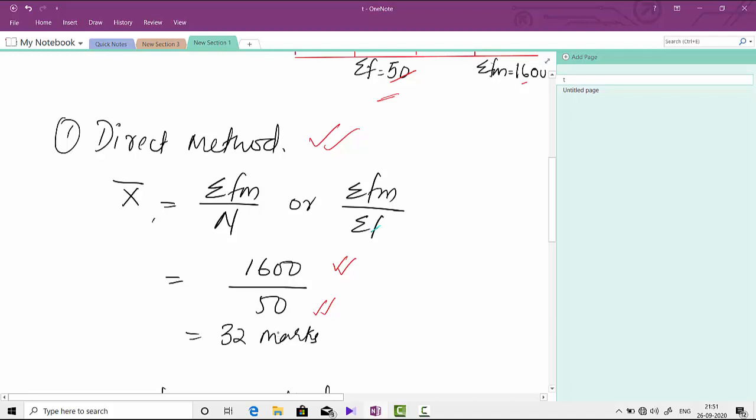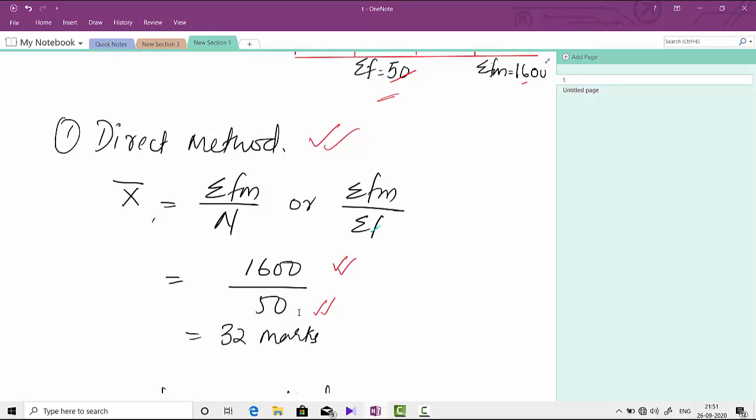So in your textbook, the answer given is 32.5 marks. But the answer that we got here is 32. So please make a correction in your textbook as well. It should be 32, not 32.5. All right. So this is how we calculate a continuous distribution series in direct method.